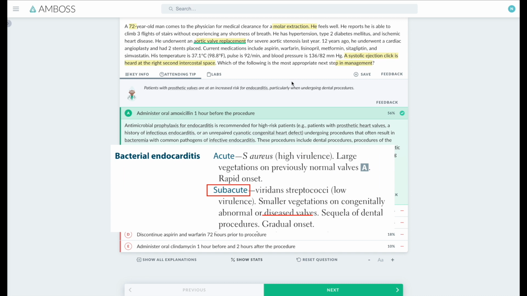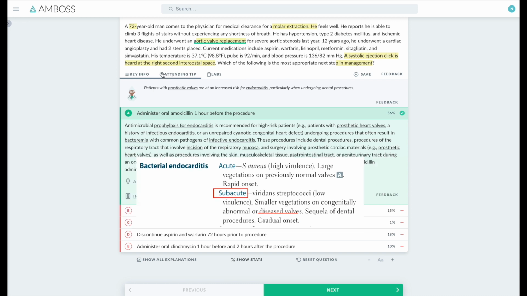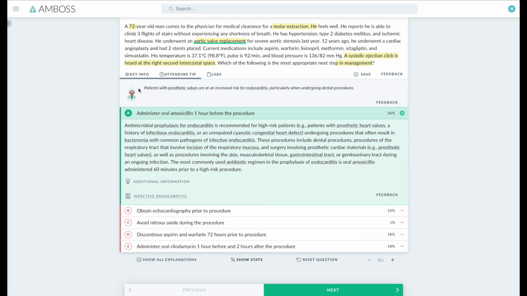So there's something with AMBOSS, guys, which is called the attending tip. This is only in study mode, and it's not something that you should be using to give you a hint or anything, but it usually tells you what you should have highlighted to reach the diagnosis. So it's the alternative of the first two sentences with your explanations. There's always gonna be this hint that tells you what you should have highlighted to reach the diagnosis. And here the attending tip says: patients with prosthetic valves are at an increased risk for endocarditis, particularly when undergoing dental procedures.